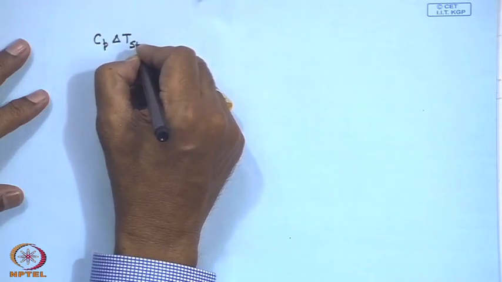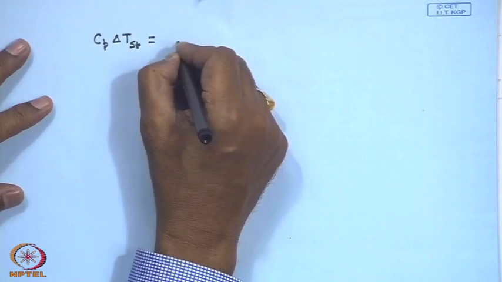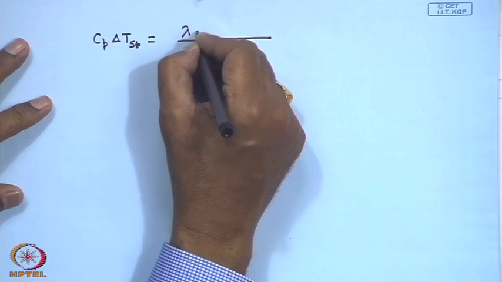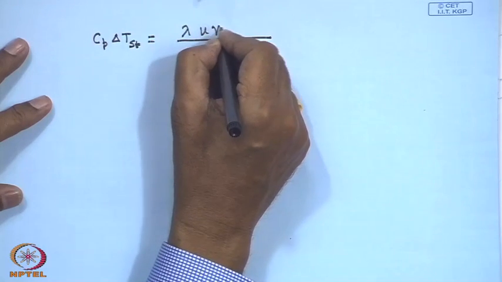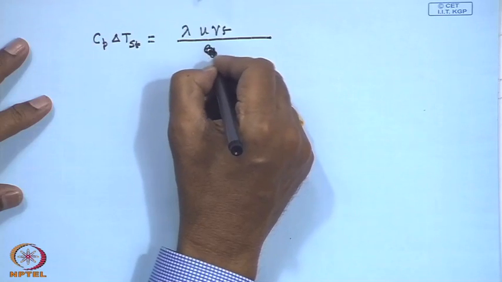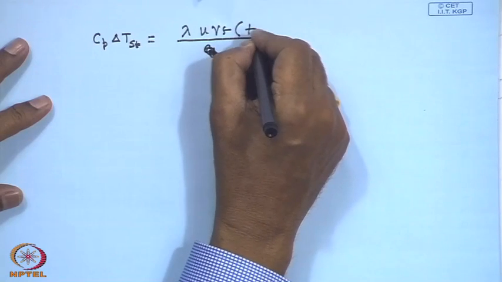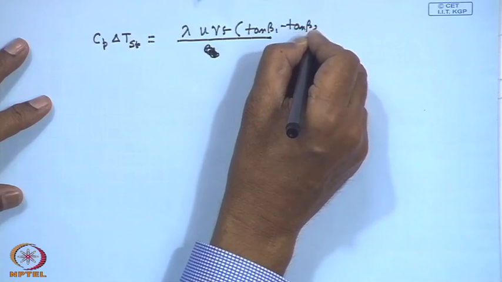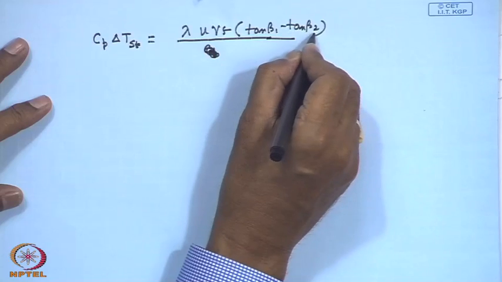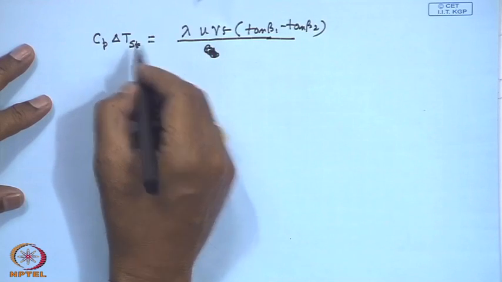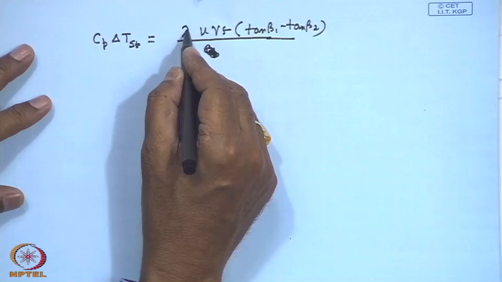Now let us write this formula: Cp into delta Tst, that means the stagnation temperature, is equal to, as we discussed in the last class, the work done factor into U Vf by Cp, into tan beta 1 minus tan beta 2. Where does it come from? This is the work done per unit mass, equal to Cp delta Tst. So this is multiplied with a work done factor.